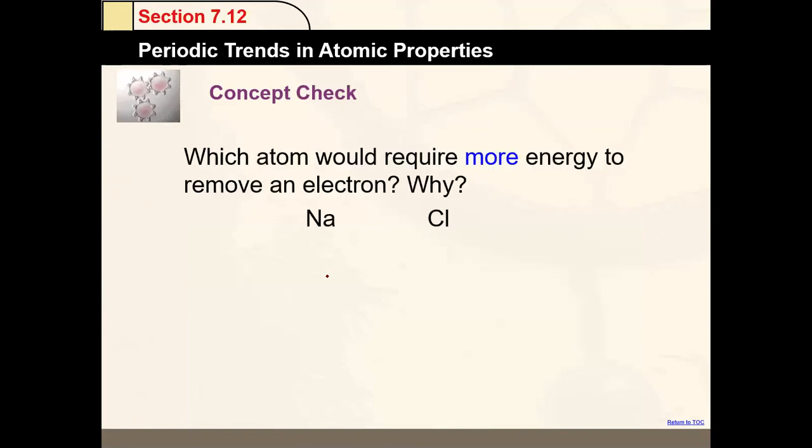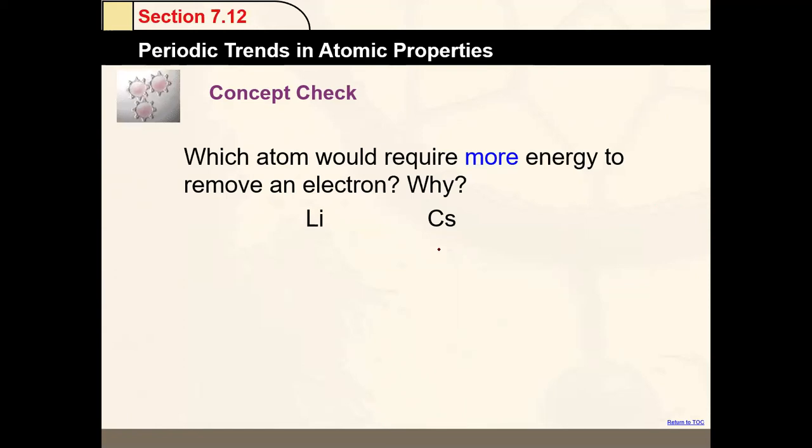Which atom will require more energy to remove an electron and why? Sodium and chlorine. Well, we said that the ionization energy decreases as we go down and as we go left, right? Sodium, I think sodium is right here, more or less. And chlorine is this way. So which one requires more energy? Definitely chlorine requires more energy, right? Because it's all the way on the right side of the periodic table, chlorine.